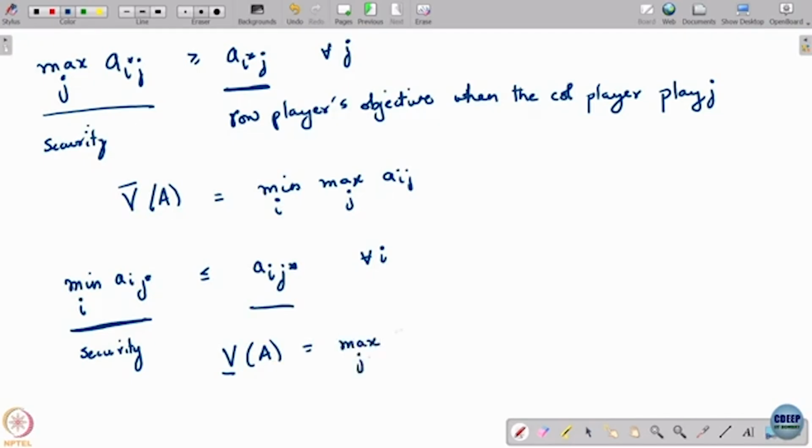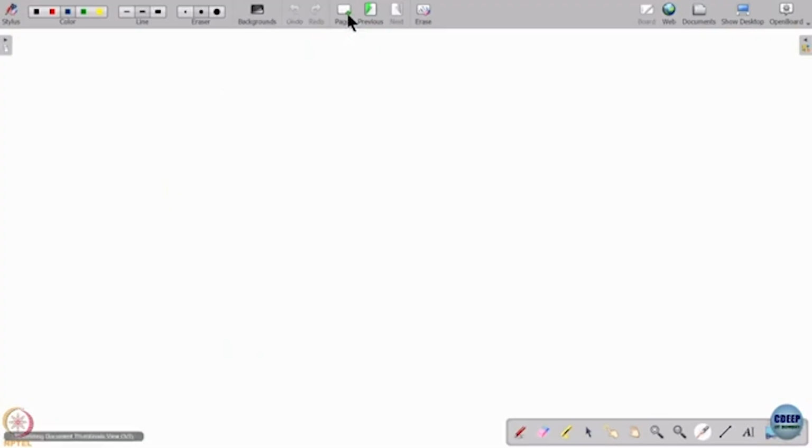Okay. So that was what we discussed last time, and then we discussed something about saddle points, which I will come to in a moment. But what I want to do now for a little while is to also give you another interpretation of the significance of security strategies and security levels. So presently we have been assuming that the players are playing simultaneously. So there is no communication between the players, and the other player is not aware of what his opponent has played.